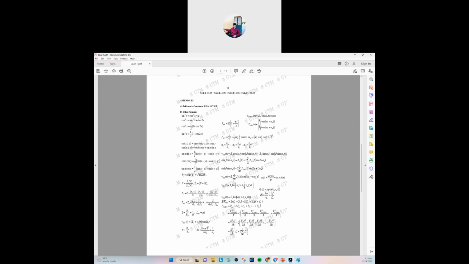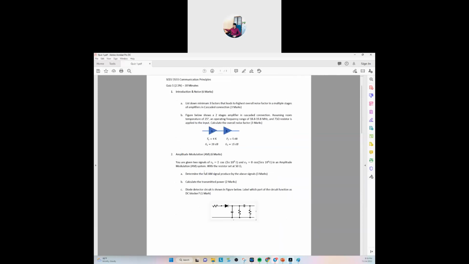You are given this temperature, so you should be able to solve for F1. F1 is not given here, however you can solve it using this equation, with the temperature in Kelvin. The bandwidth is given as 1 megahertz, and the resistance is 75. It is asking to calculate the overall noise factor, so you just need to calculate that.